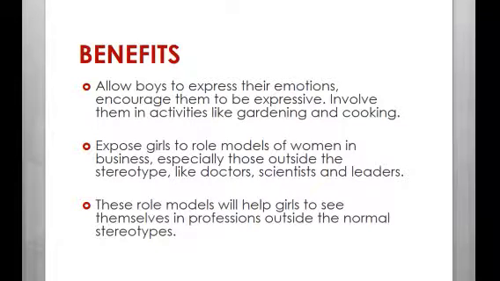Benefits: allow boys to express their emotions, encourage them to be expressive, involve them in activities like gardening and cooking. Expose girls to role models of women in business, especially those outside the stereotypes, like doctors, scientists, and leaders. These role models will help girls to see themselves in professions outside the normal stereotypes.